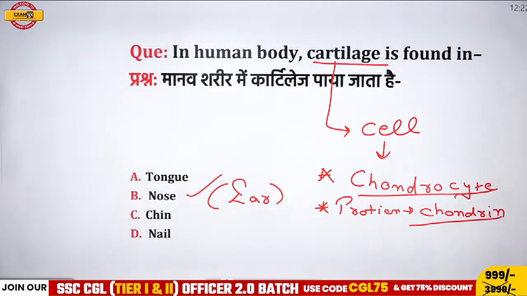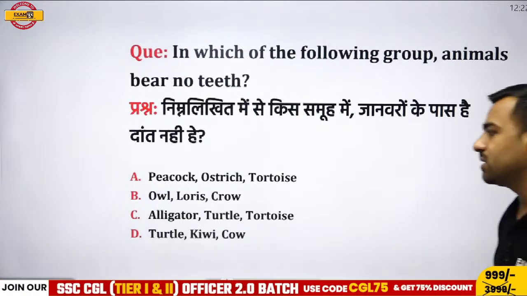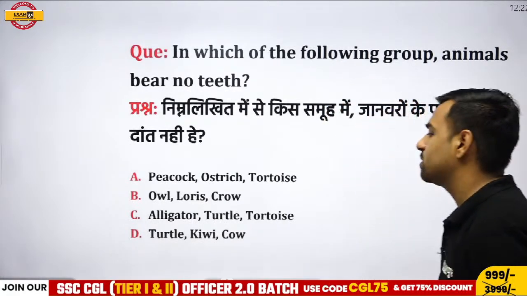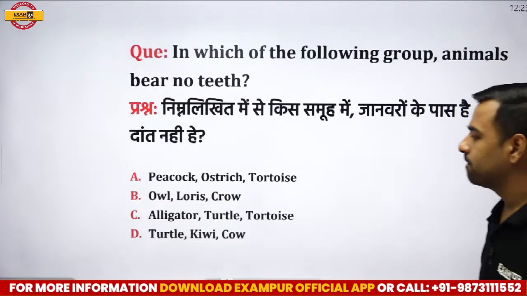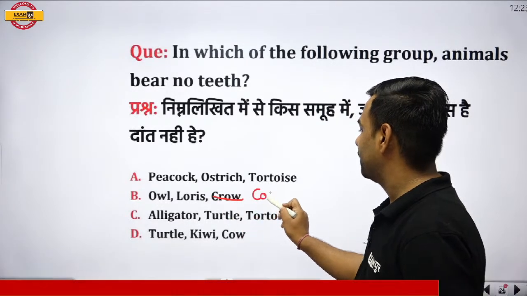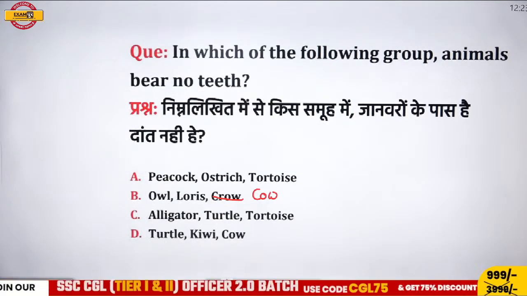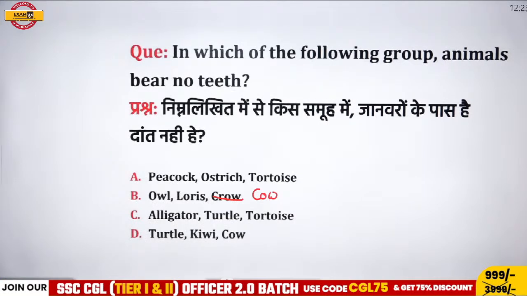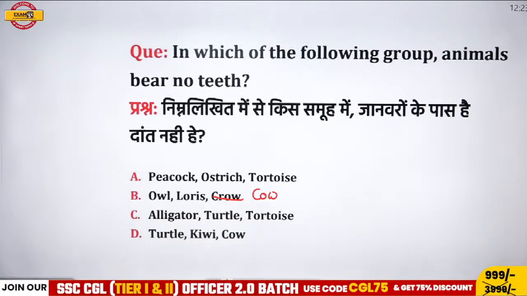Next question is, in which of the following group animals bear no teeth? Is it peacock, ostrich, tortoise, owl, loris, crow, alligator, turtle, tortoise, or turtle, kiwi, cow? What is the correct answer here? Or for making this question easier, I'll write cow if you want. Now, waiting for the answer, please. Everyone, what is the correct answer here?